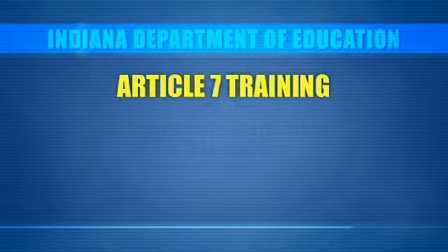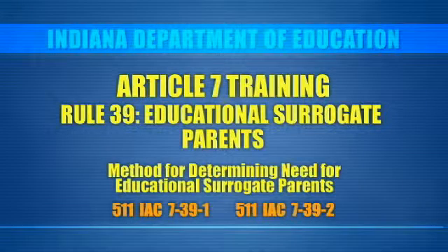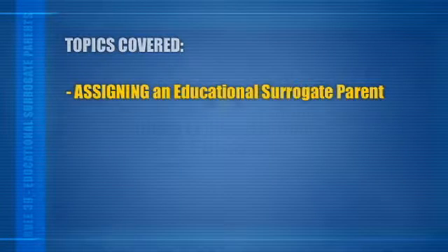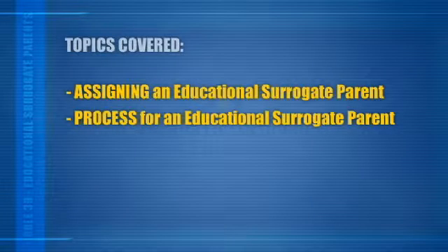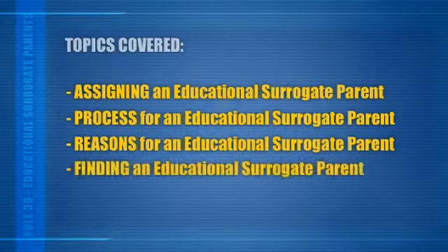Article 7, Training. Rule 39, Educational Surrogate Parents. Method for determining need for educational surrogate parents. Topics covered in this video will be when to assign an educational surrogate parent, process for training an educational surrogate parent, determining the need for an educational surrogate parent, and finding an educational surrogate parent.